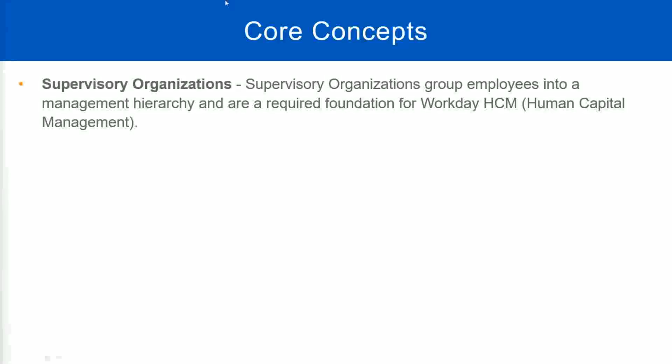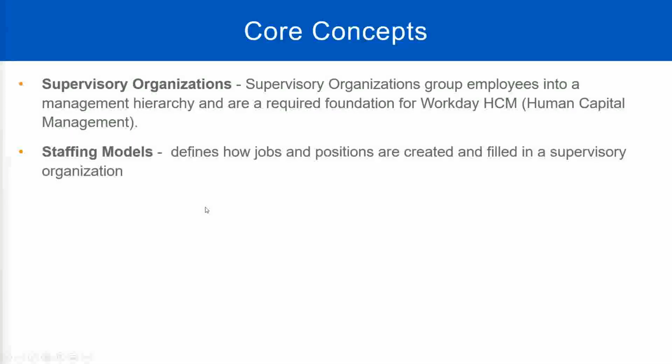Then we have something called staffing models. Now, this will define how the jobs and positions are created and filled in the supervisory organization. Now, in the demo session I talked about hiring, let's say, a director versus a sales associate, correct? So when you hire a director, how many directors do you typically hire in an organization? A limited number, right? One or two, maybe, right? So you hire a few in number.